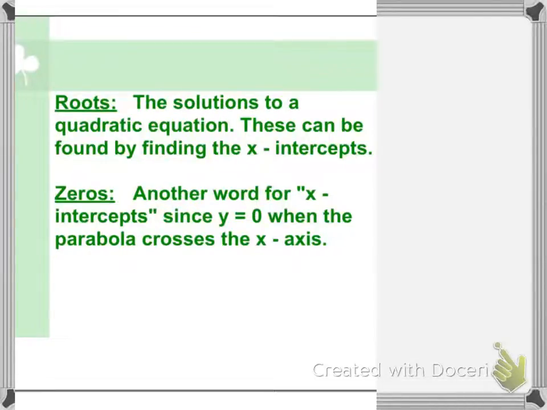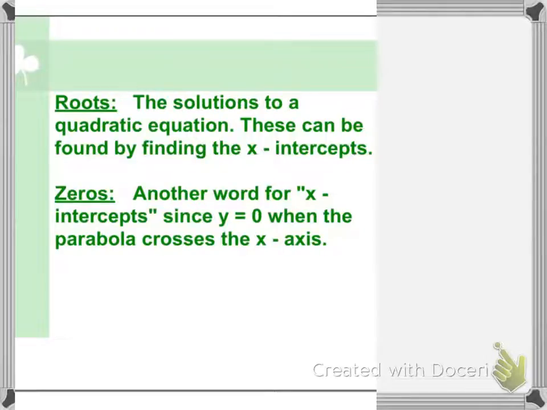This says that roots are the solutions to a quadratic equation, and you find them by finding the x-intercepts. Where does your parabola cross the x-axis? Zeros is another way to say that because y is 0 when it crosses the x-axis.